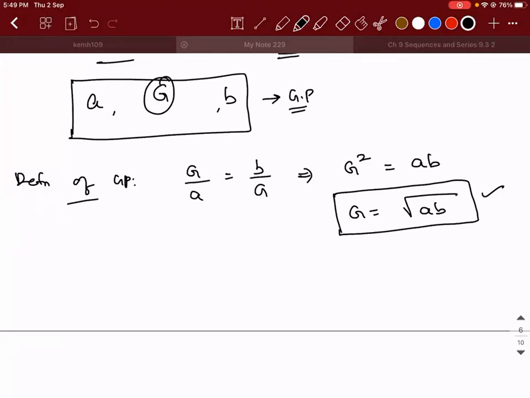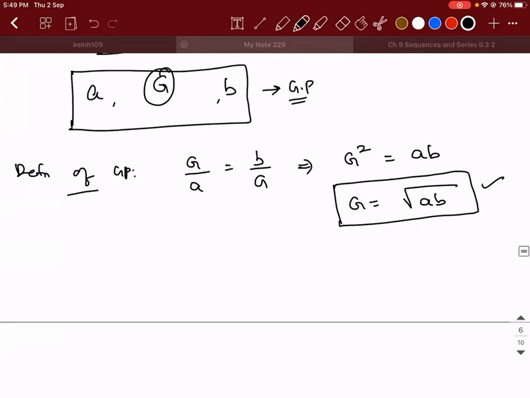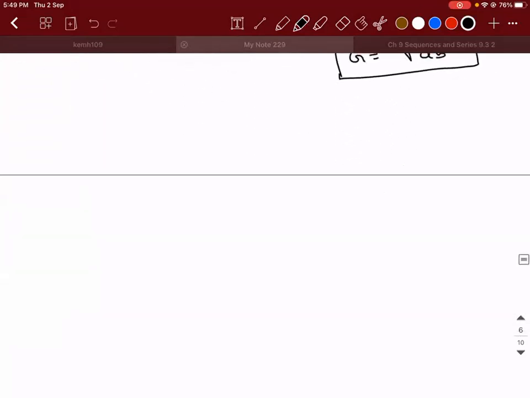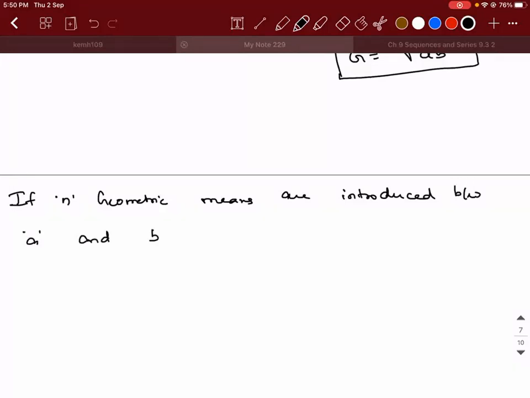Clear? So now an important question that arises is, are we allowed to introduce only one geometric mean? No, right? We can introduce even n geometric means so that the whole sequence becomes a geometric progression. See, if n geometric means are introduced between A and B.